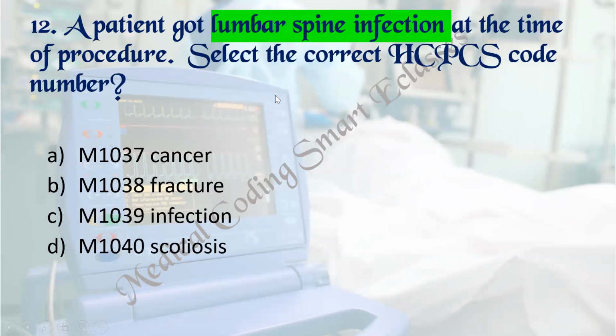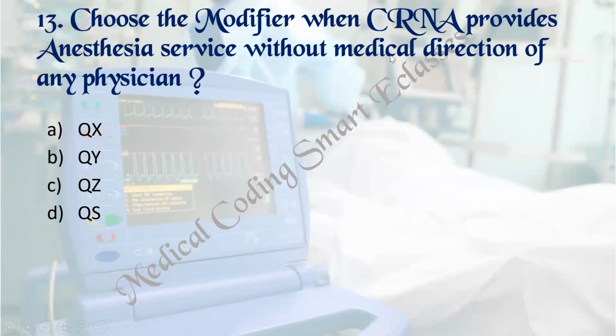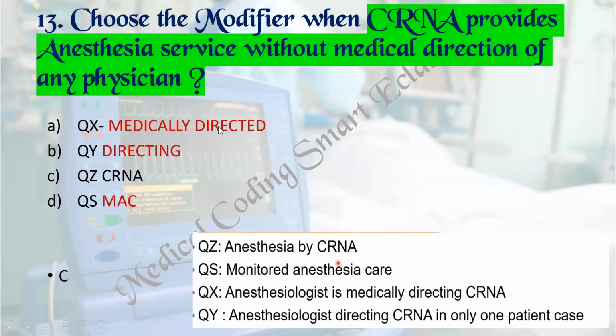A patient got lumbar spine infection at the time of procedure. So 1037 is related with cancer, 38 fracture, 39 infection, 40 scoliosis. So direct question, that is infection. It is option C. Choose the modifier when CRNA provide anesthesia service without the medical direction of any physician. So anesthesia done by CRNA, and here no medical direction is mentioned. So our option is option C, QZ, CRNA.